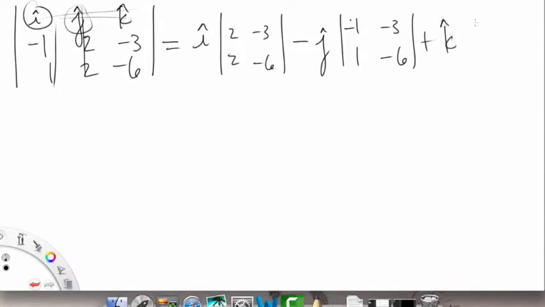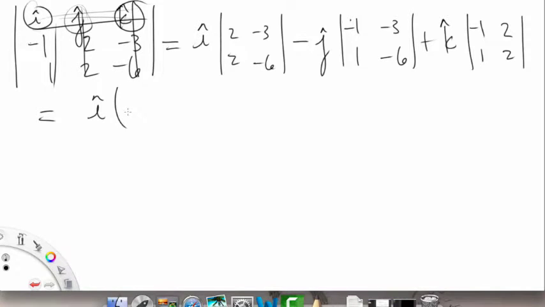And finally our K hat, so we cross those out, and we have -1, 1, 2, and 2. Okay, so now that we have that, we're going to continue and say that I hat times 2 times -6 is a -12. And we're going to subtract off a -6, which comes from 2 times -3. So like that and like that.